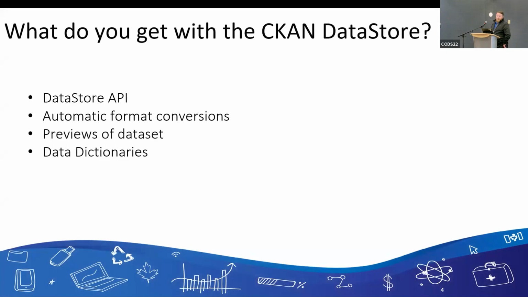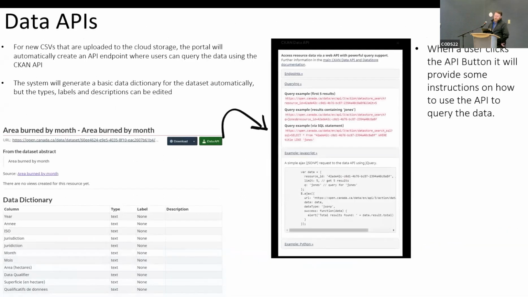As I mentioned, with the CKAN data store, you get the data store API, you get the automatic format conversions, previews of the data on the page, which is a big user experience increase for folks, and you get the data dictionaries. Just looking at it in a little bit more detail, on a resource, on a data table that is loaded in the data store, you get that nice little green button that says Data API. And then you get instructions for the user on how to query that data set. And then there are some instructions for Python, some instructions for JavaScript.